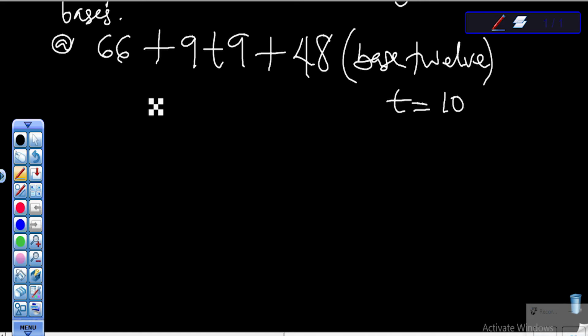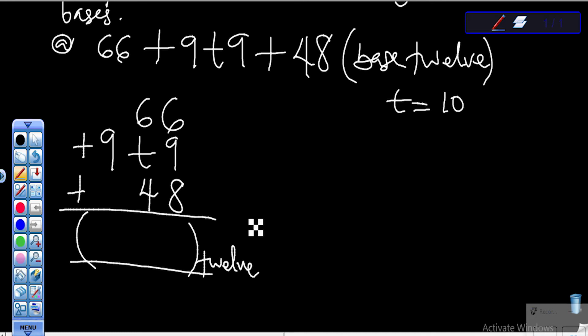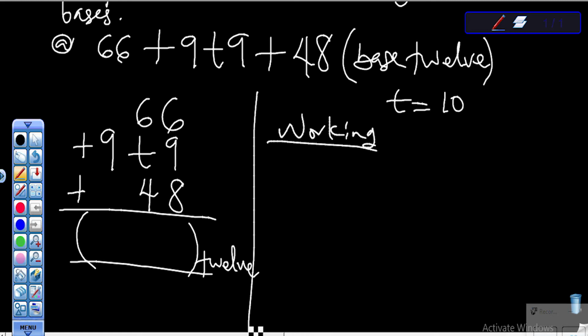Now I'm trying to add 66 plus 99 plus 48 in what? In base 12. So my result must be provided in what? In base 12. I have to show you some working so that it will sound like I'm running a magical display. So let's look at how this is done. Workings. The workings of what I'm going to do.